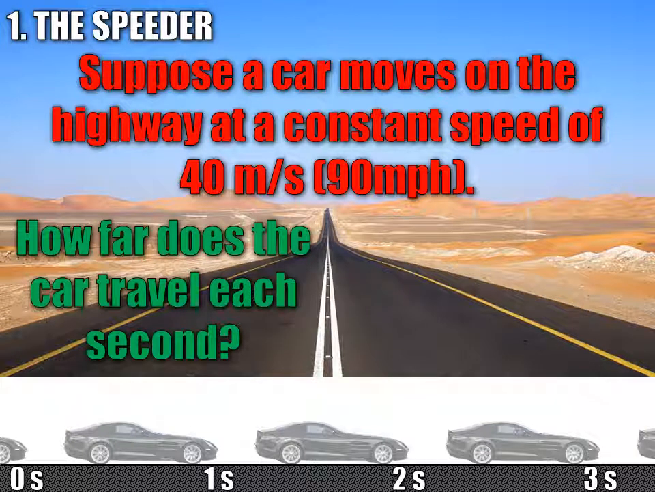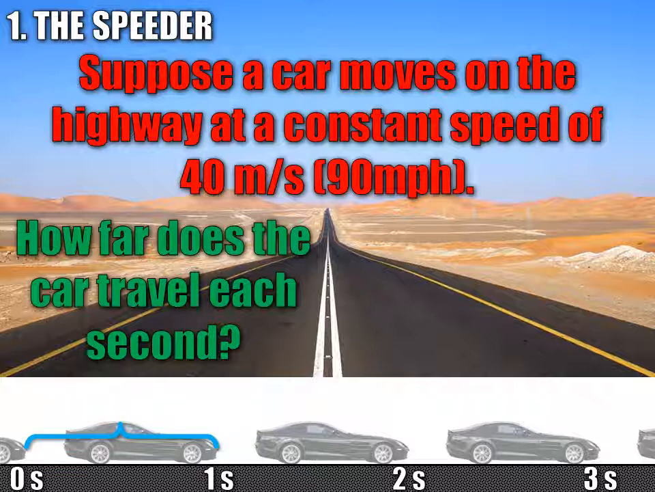So my question for you to think about is, how far does the car travel each second? From the tip of this to the next tip, this is 1 second later, what is this distance if the car is traveling at 40 meters per second? If you're having trouble visualizing it, I'm talking about this distance here.